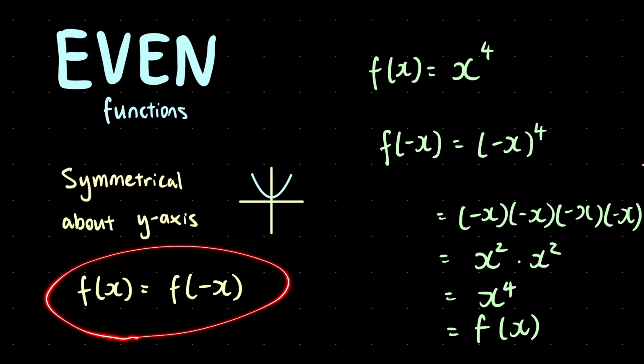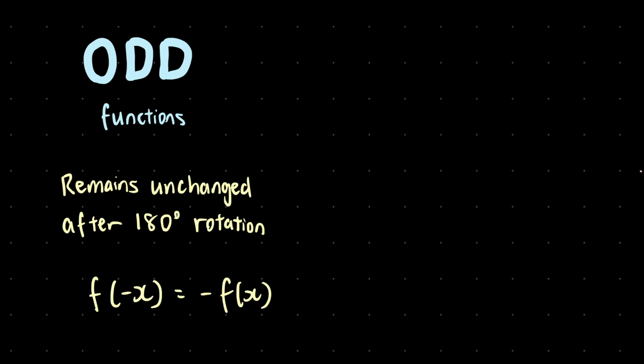That's the basics of even functions. Now let's have a look at odd functions. The definition for an odd function is that it remains unchanged after a 180 degree rotation. The equation that this needs to satisfy is that f(-x) is equal to -f(x). So let's have a look at how this looks in an example.